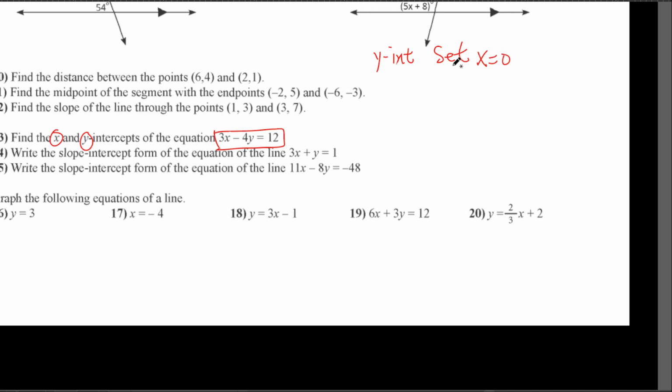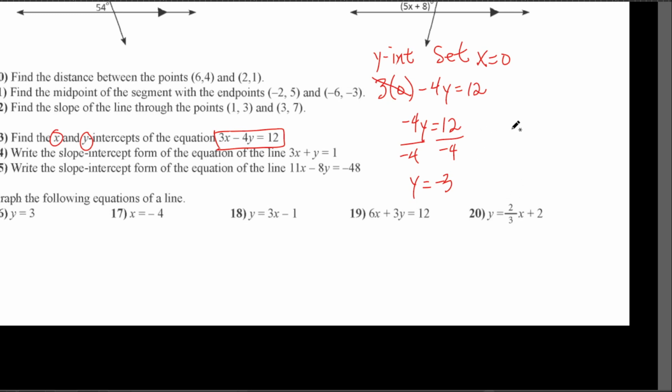All right, so x equals 0. Here's the formula. It's 3 times x, or in this case, 3 times 0, minus 4y equals 12. See what I did? It said set x equal to 0, so whenever I saw the x, I stuck a 0 in for that. 3 times 0 is 0, so I've got negative 4y equals 12. And now I just solve for y. That's easy. Divide by negative 4 on both sides, y equals negative 3.